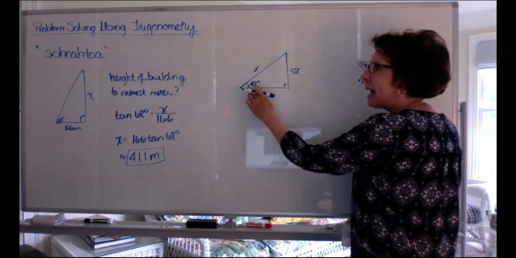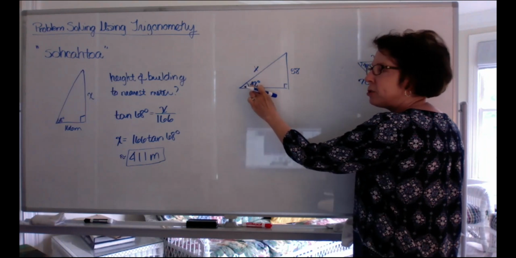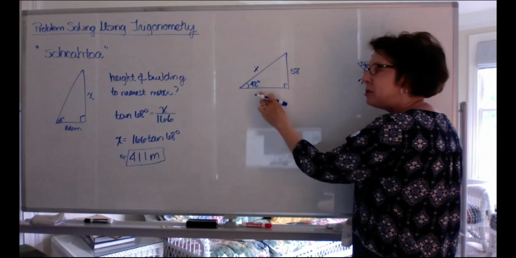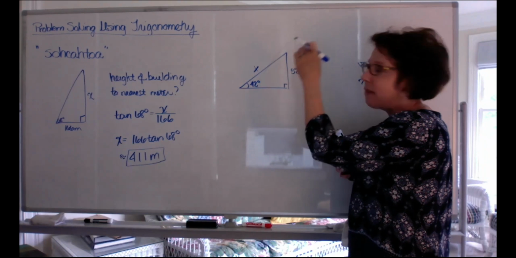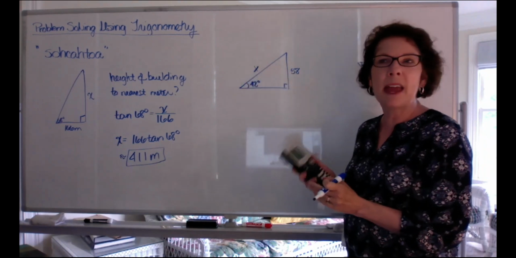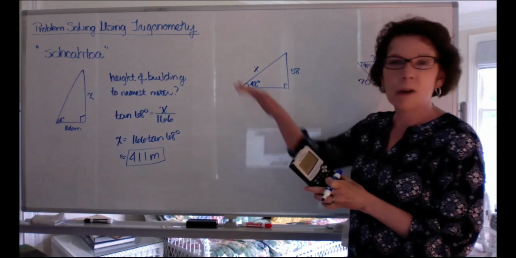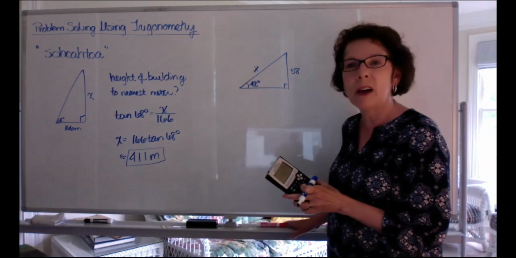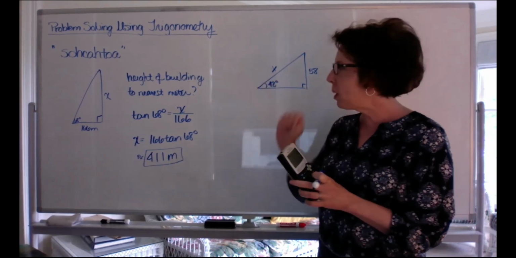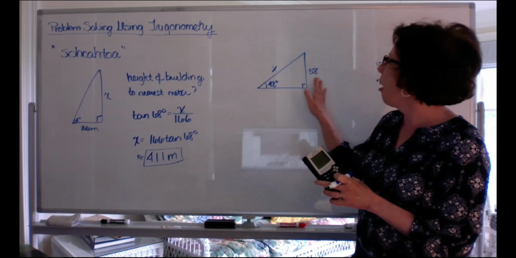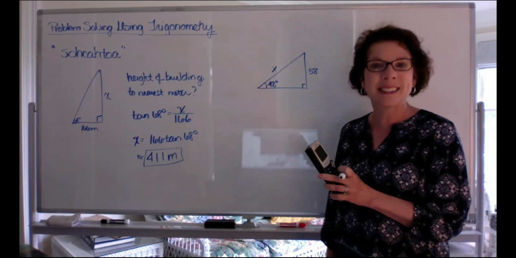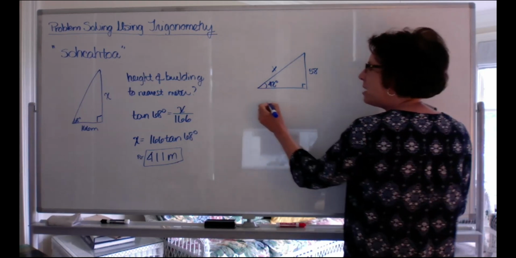Now, in relationship to this angle, what do I have? I have the opposite leg. I do not have the adjacent leg. I have the opposite leg, and I have the hypotenuse. So let's think, what trig ratio, SOHCAHTOA, which one of those, SOH, CAH or TOA, involves opposite and hypotenuse? Well, it's sine. And so I'm going to write an equation again.